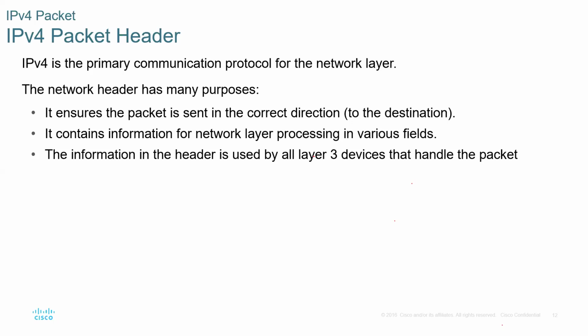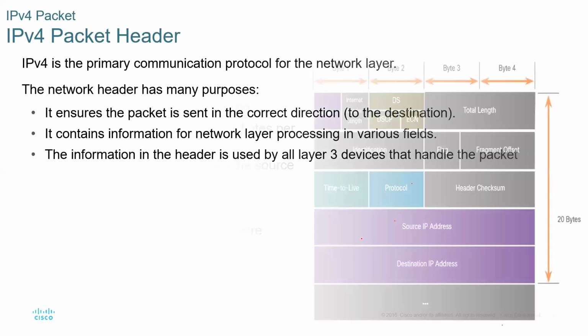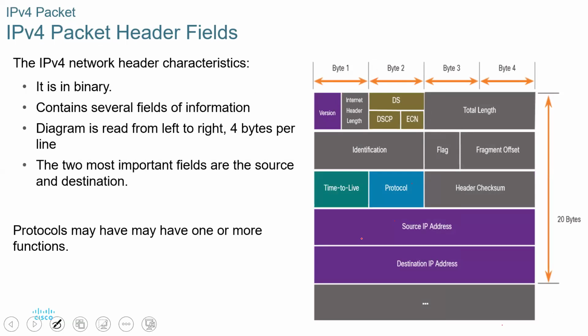It also ensures that the information in the header is used by all the layer 3 devices that handle the packets, because as the packet moves from router to router, there is encapsulation, decapsulation, and so on and so forth. And so the IP header ensures that. So what is actually contained in this IP header?